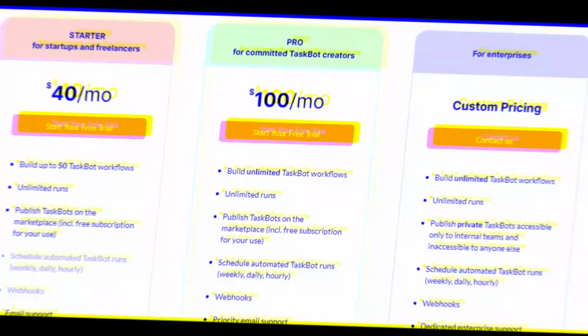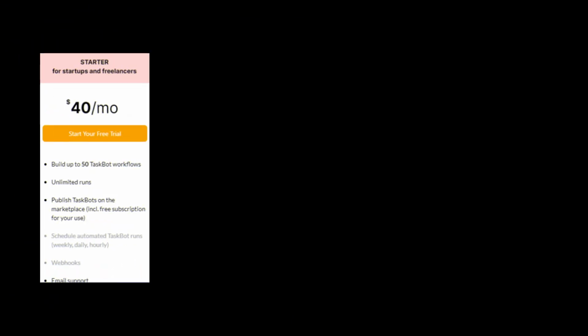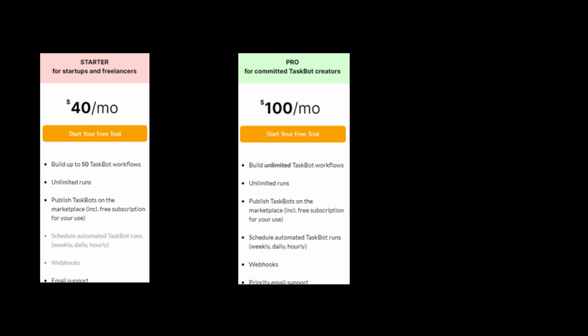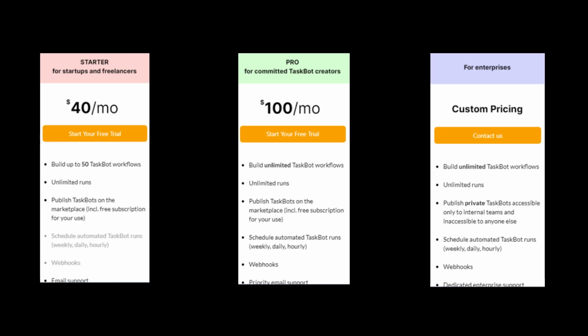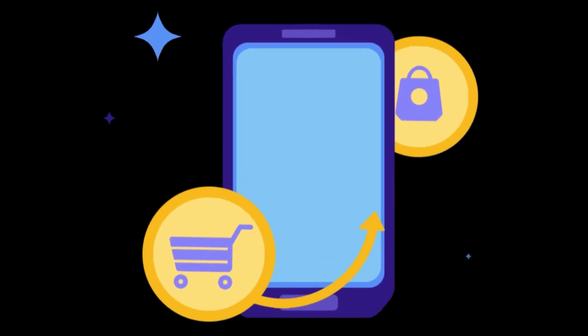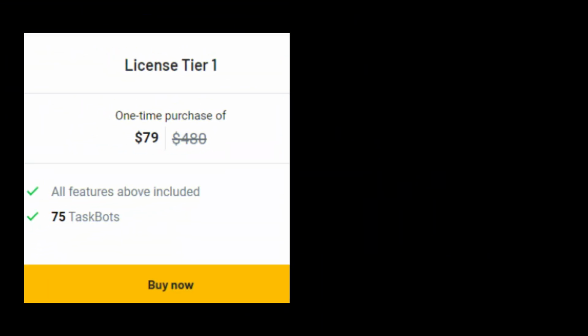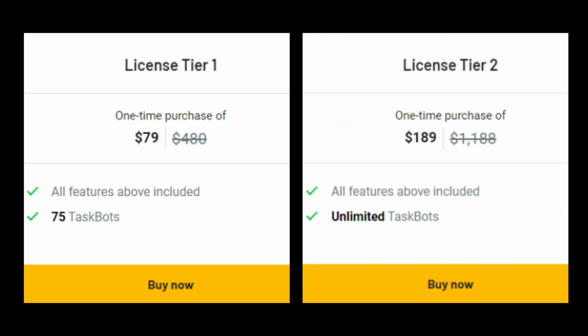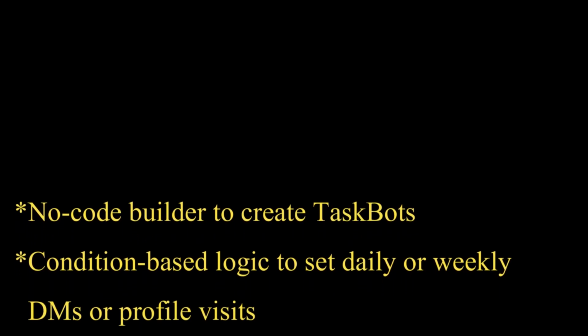Price: they have 3 plans. Starter, for startups and freelancers, for $40 billed monthly. PRO, for committed TaskBot creators, for $100 billed monthly. Enterprises, custom pricing. That means you need to contact them for this plan, but they have a 2 lifetime deal. Tier 1, for $79 instead of $480. And Tier 2, for $189 instead of $1,188.